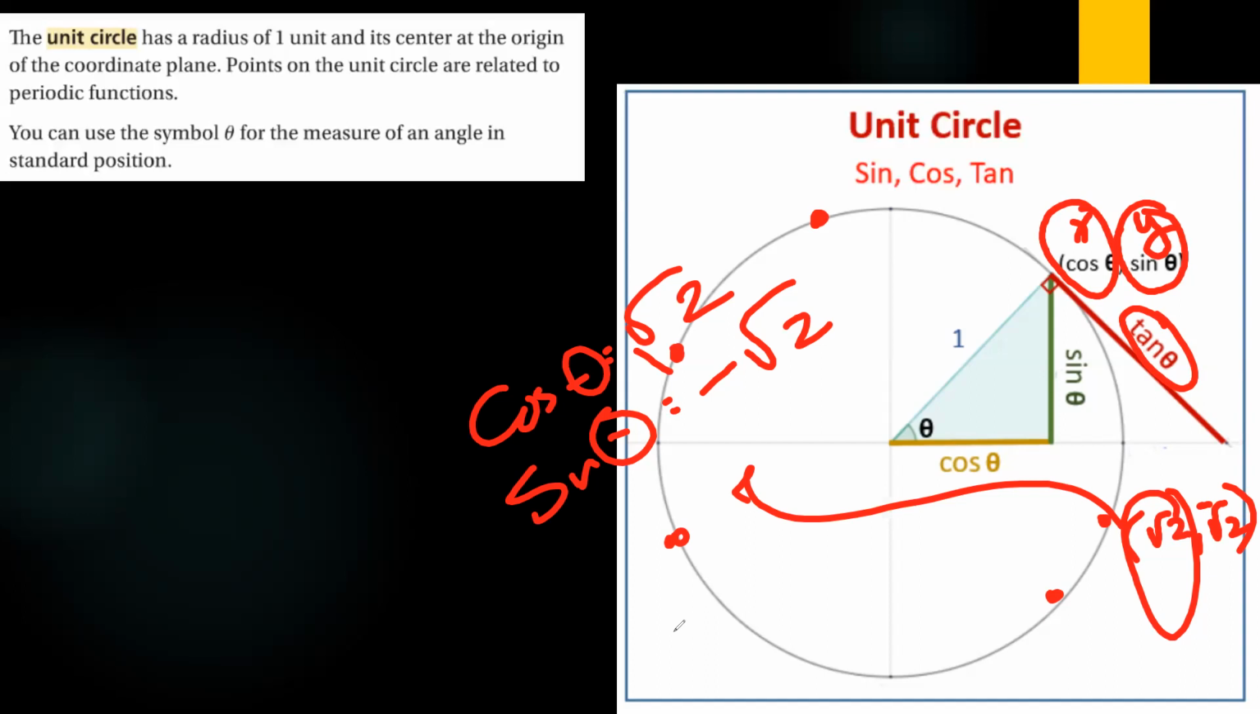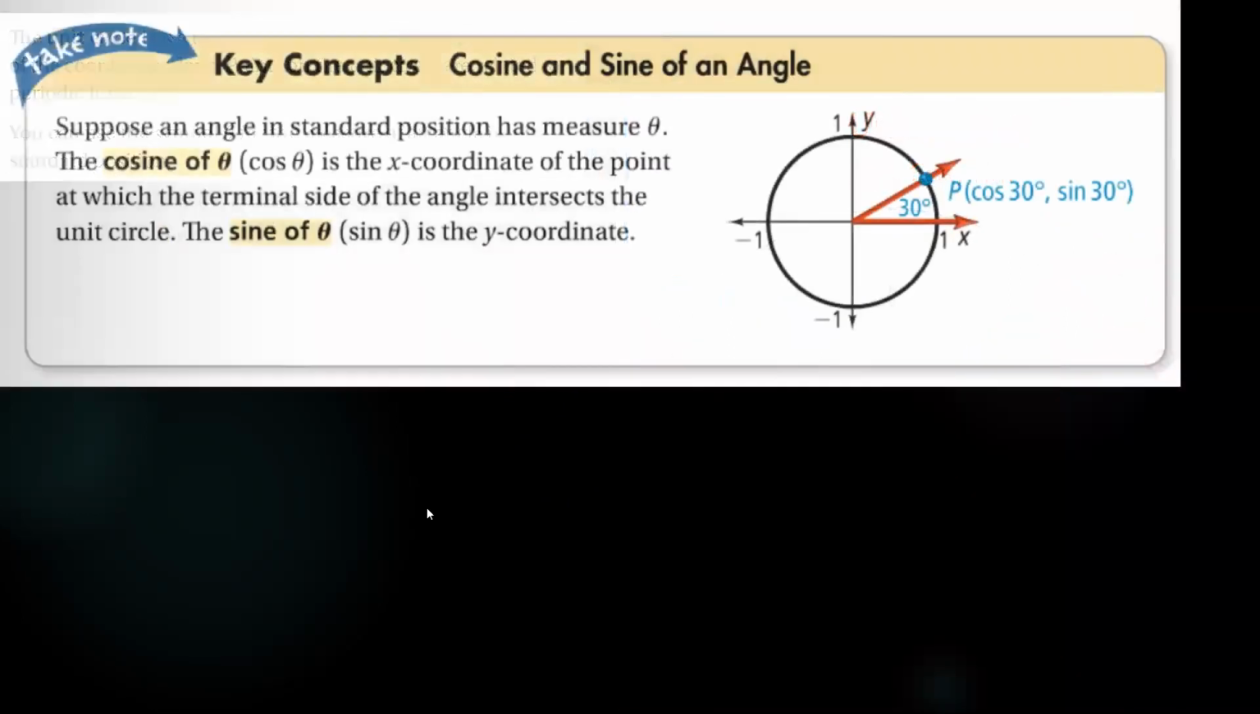Now, why do we have to use this circle? This is very important in our chapter here. As you know before, the x coordinate is the cosine and the y coordinate is the sine. So if you have the measure here of 30, this x is cosine 30 and this y is sine 30.